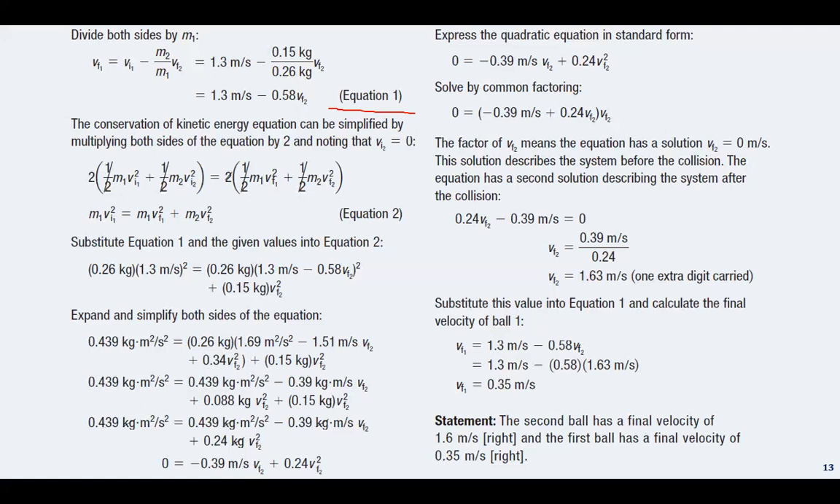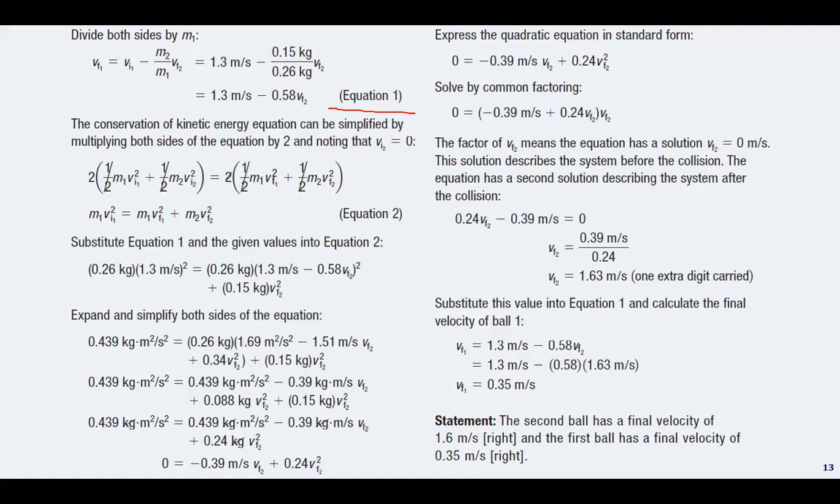So factoring VF2 from this equation, we can get VF2 is 0 meters per second, or the other solution is 1.63 meters per second. Well, the situation where VF2 equals 0 describes the system before the collision, right? The equation has a second solution describing the system after the collision, which gives us 1.63 meters per second. That should be your correct VF2.